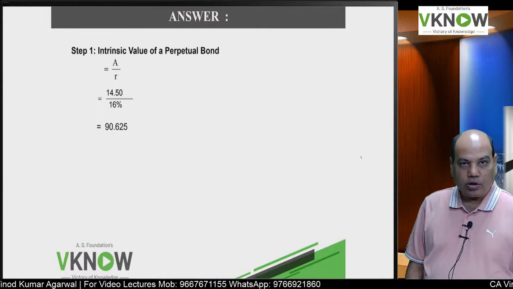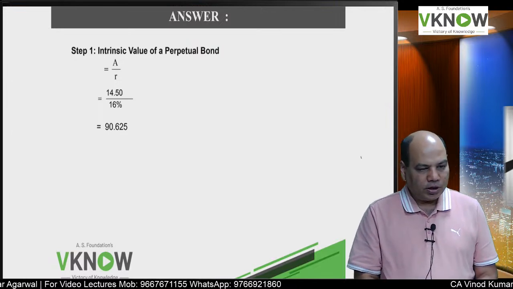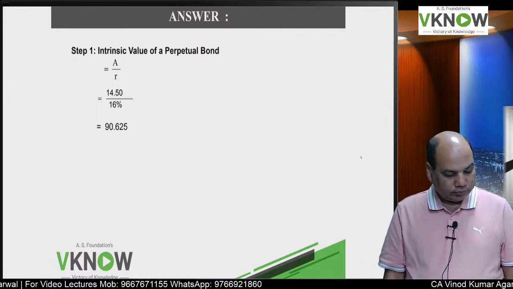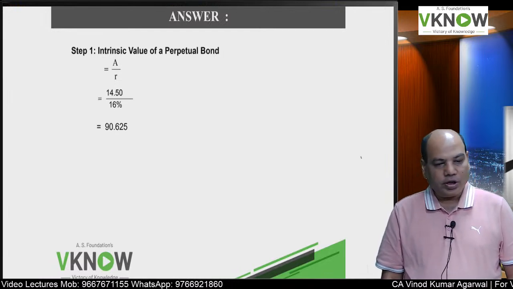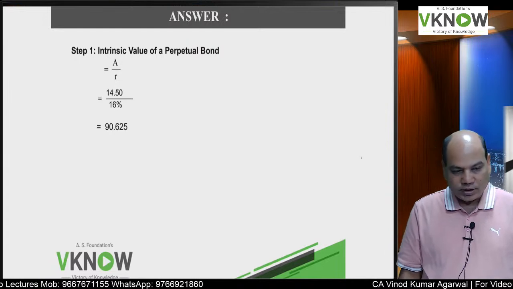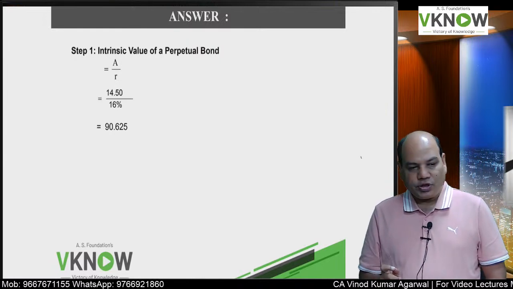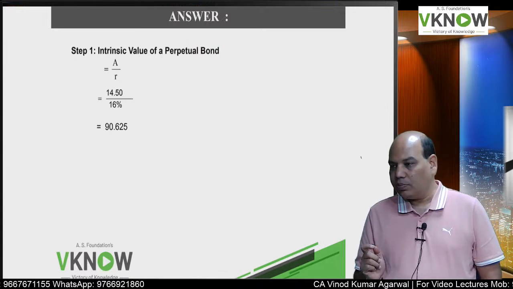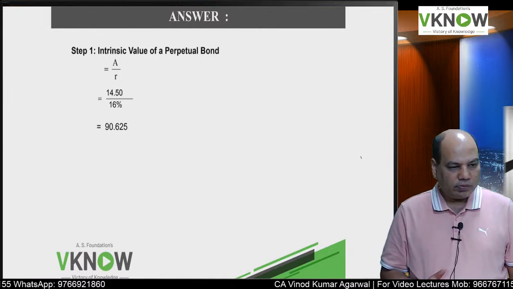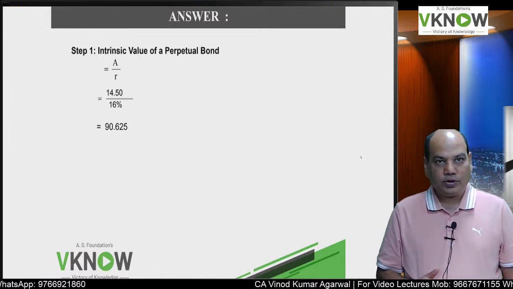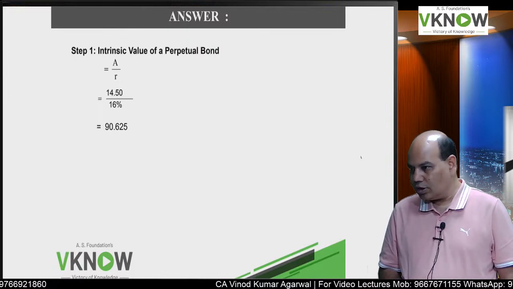Calculation of intrinsic value of a perpetual bond. The formula is A upon R. Coupon is 14.50. Required rate of return is 16%. Therefore, the intrinsic value is 90.625. Is it right? Any query?